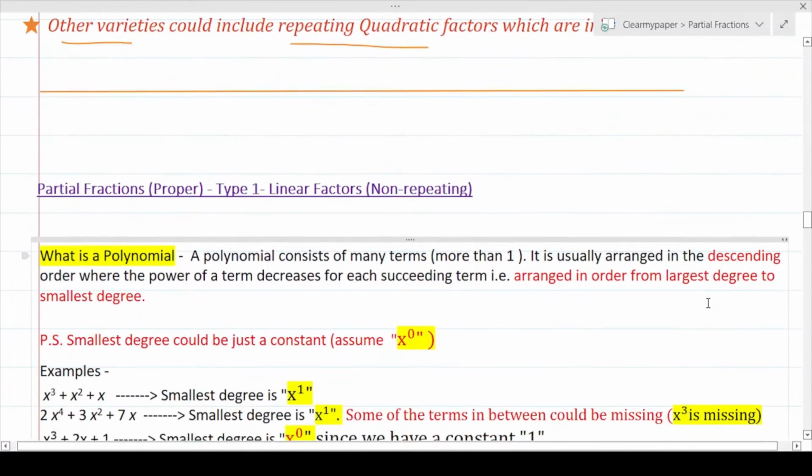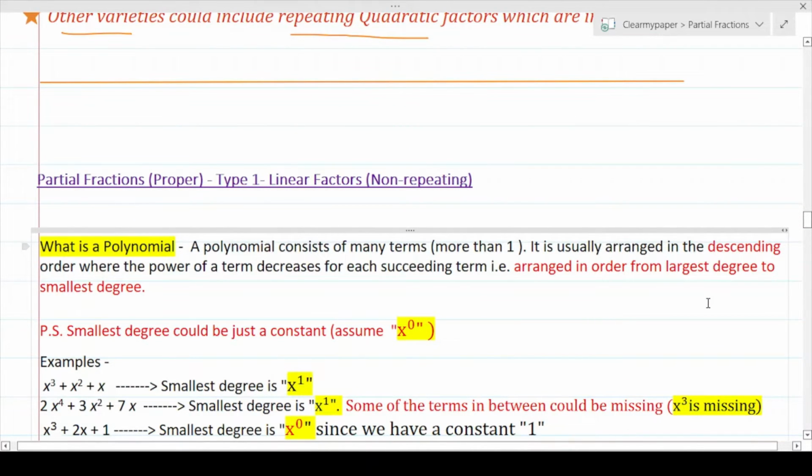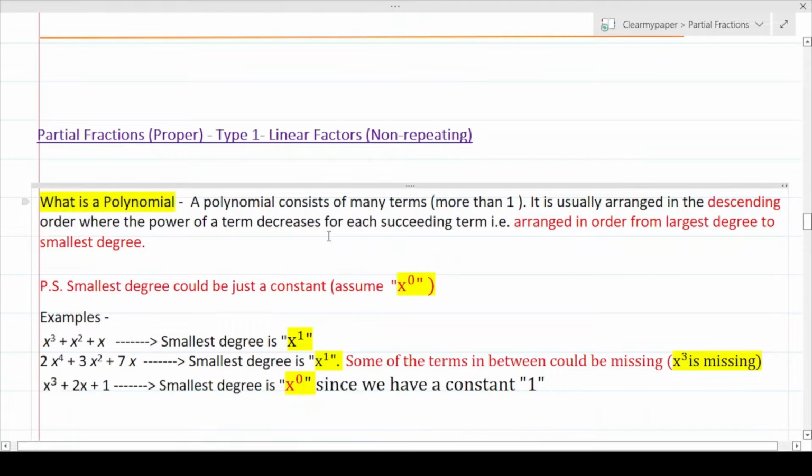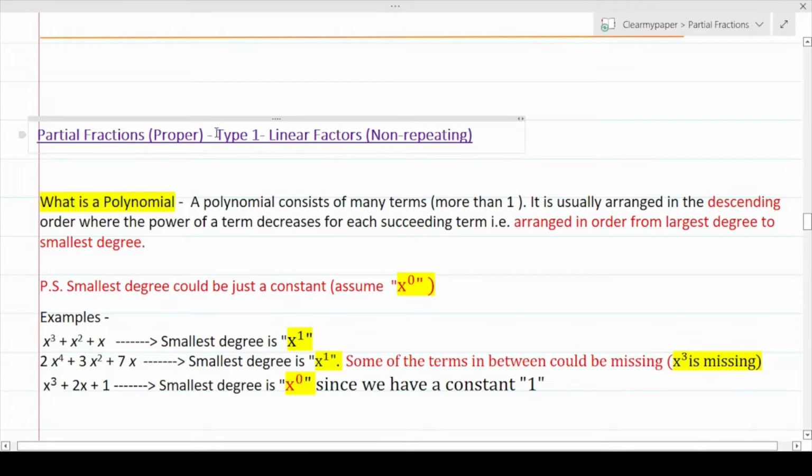Today's episode and maybe the next episode, these two episodes are going to be focusing on understanding some of the nuances of solving proper partial fractions, type 1, linear factors, non-repeating. In this episode, we'll get some intuition about what exactly is happening and how to structure it. And in the next episode, we'll take a live example and solve it. So let's jump right into this episode.